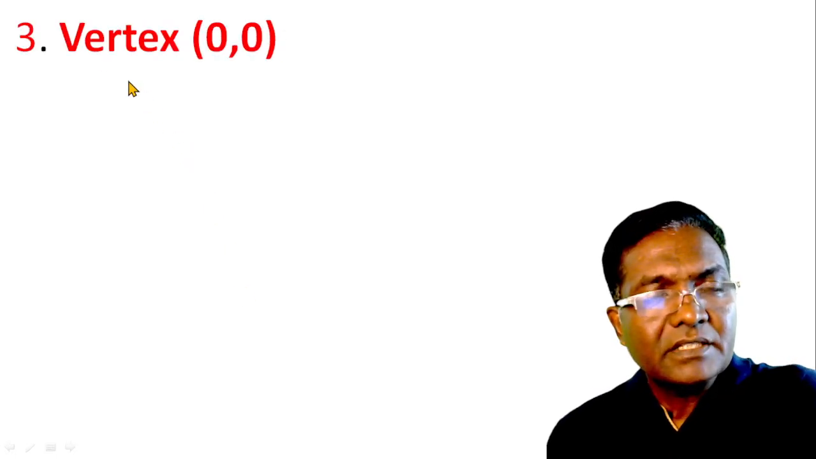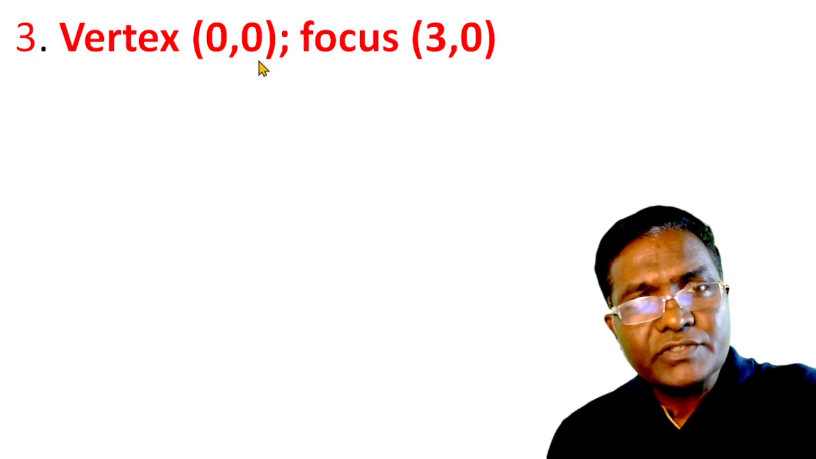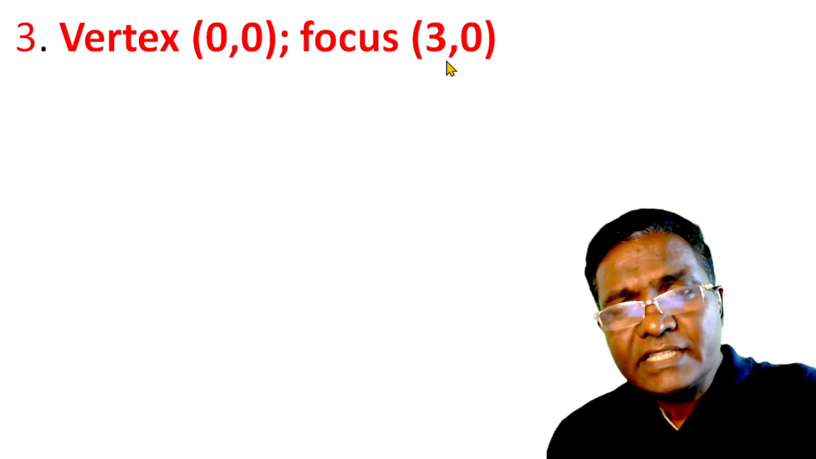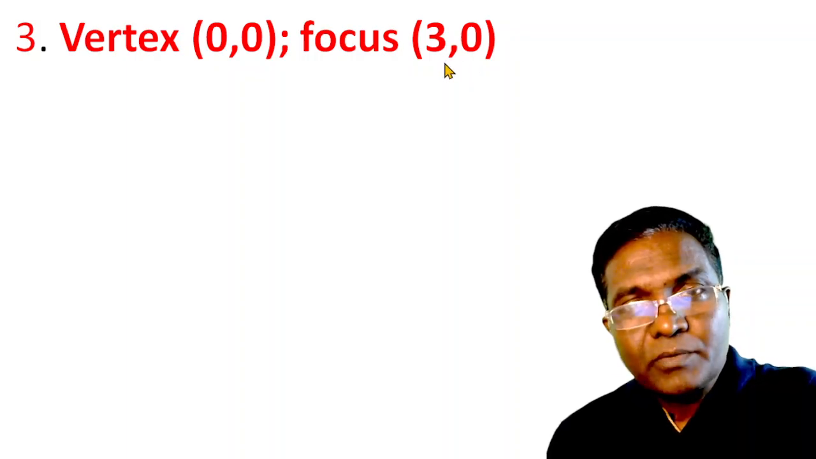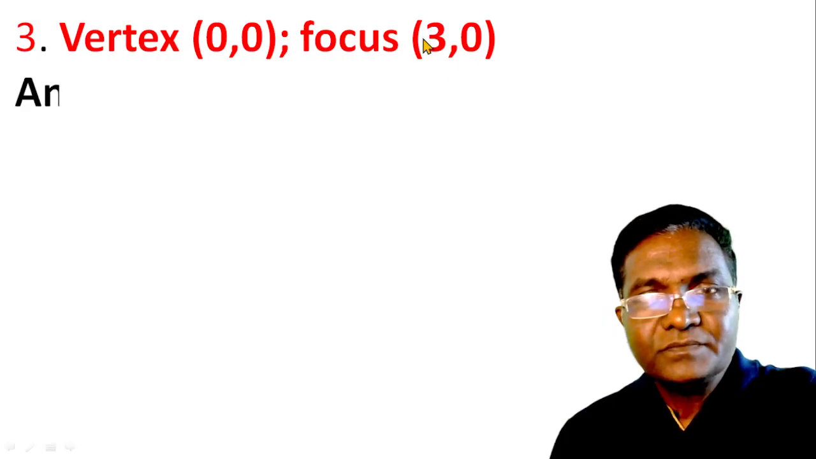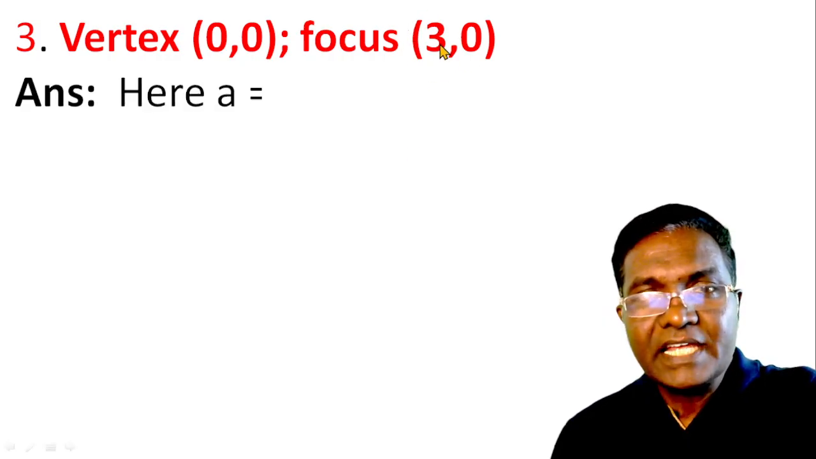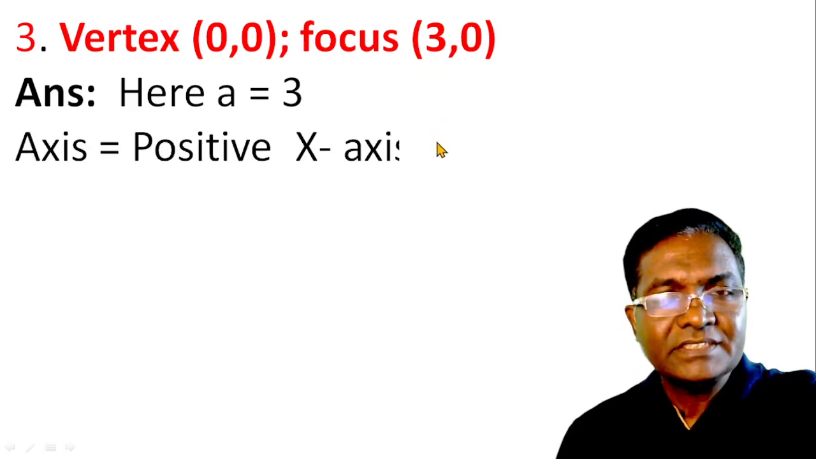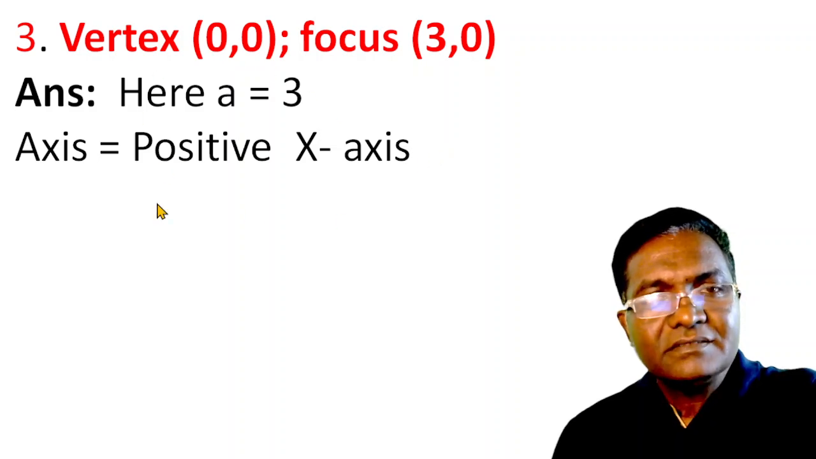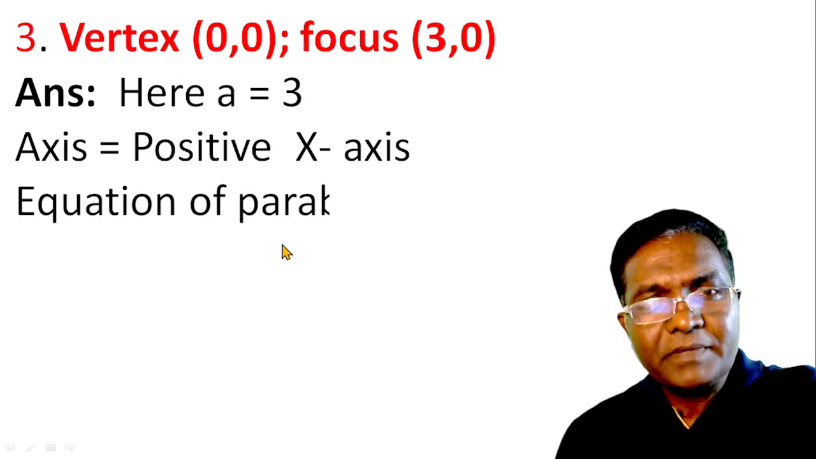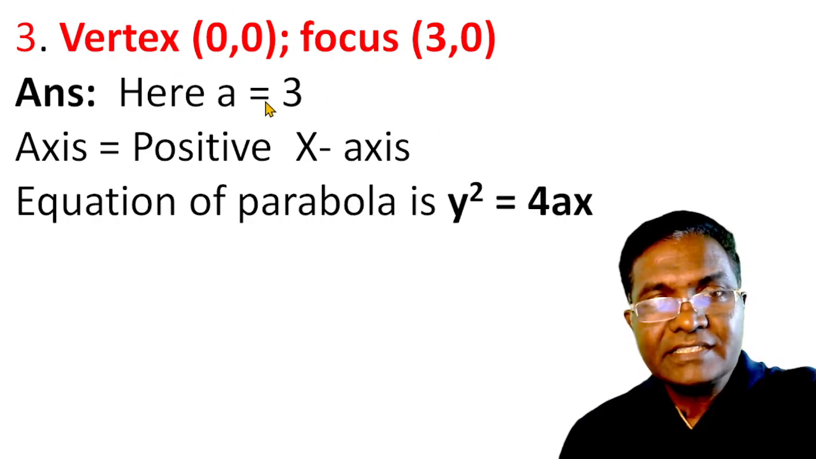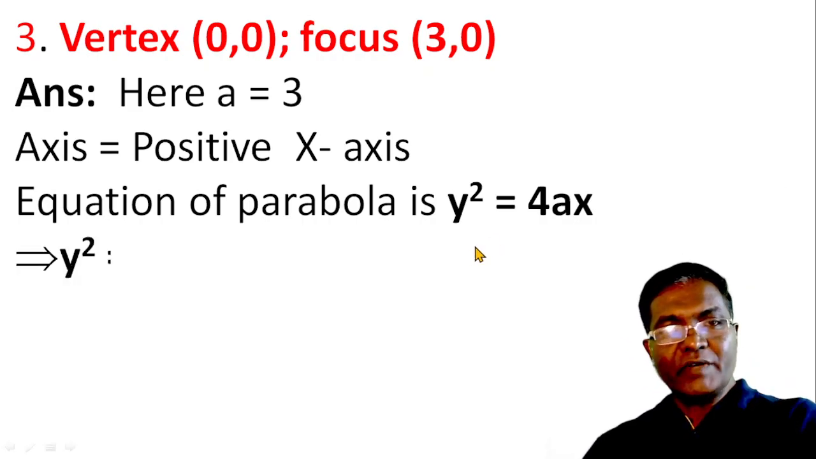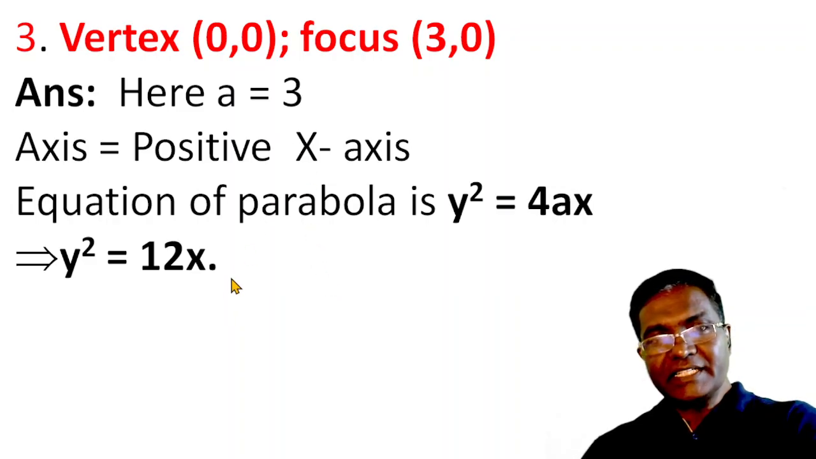Remember, one more example. Vertex is given as (0, 0) and focus is (3, 0). So the vertex is at the origin and the focus is again on the positive x-axis. So here a is 3 and the axis is the positive x-axis. What is the equation then? The equation of the parabola with vertex at origin and a equal to 3 is y square equals 4ax. So y square equals 4 into 3, that is 12x.